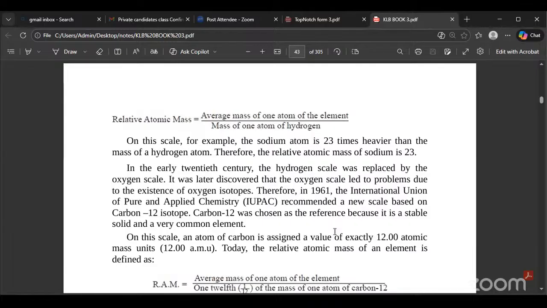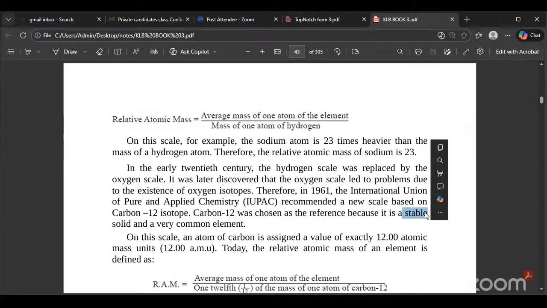There was a time the question was asked, why was carbon 12 chosen as a reference in the calculation of RAMs? Students could not explain. These are the reasons. It is a stable solid. Carbon 12 is stable.